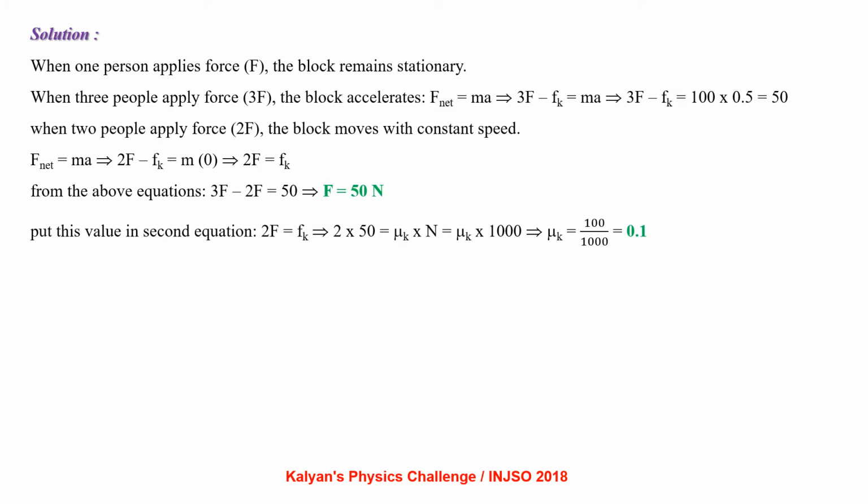When one person applies force F, the block remains stationary. When three people apply the force, the block accelerates. So F net equal to ma, 3F minus Fk equal to ma, from which we have 3F minus Fk equal to 50. When two people apply the force, the block moves with constant speed. So F net equal to ma, 2F minus Fk equal to m into 0, which gives us 2F equal to Fk. From the above equations, we get F equal to 50 Newton. Put this value in the second equation, we have 2F equal to Fk, that is 2 into 50 equal to mu k into N, which gives us the coefficient of friction to be 0.1.